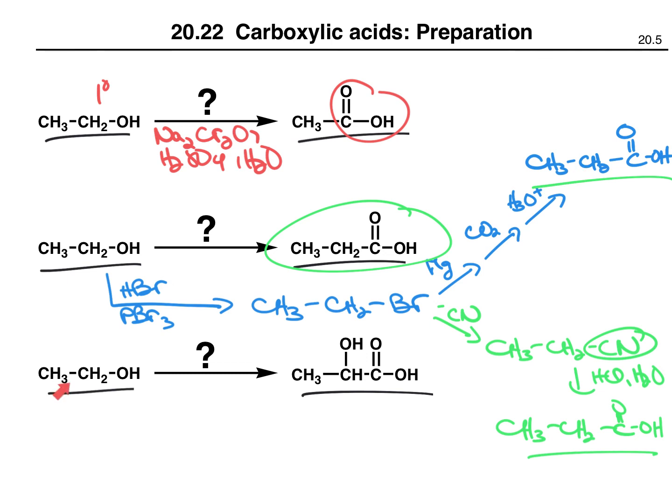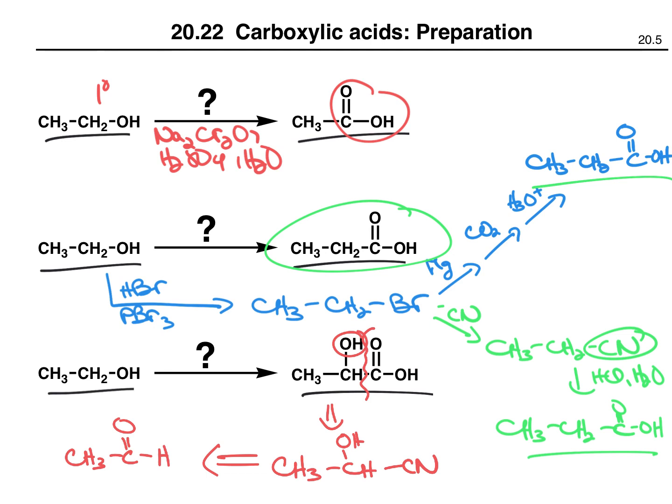Finally, in our last example, we are going from a primary alcohol to a carboxylic acid with one extra carbon, and it is an alpha hydroxy carboxylic acid. So, in this case, it might be a little bit easier to think backwards because we know that this, along with the acid, could be formed from this cyanohydrin. Well, this cyanohydrin can come from this aldehyde. And then this aldehyde can be made from this primary alcohol.